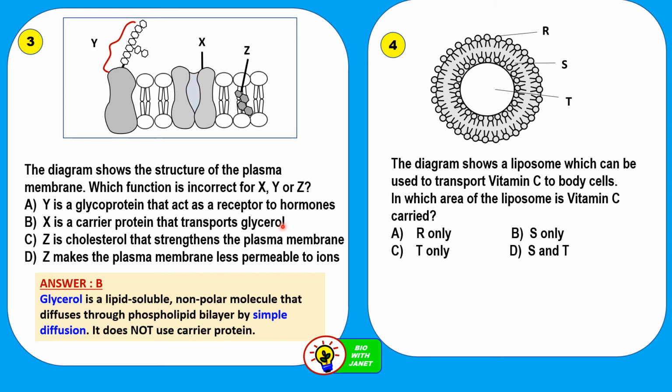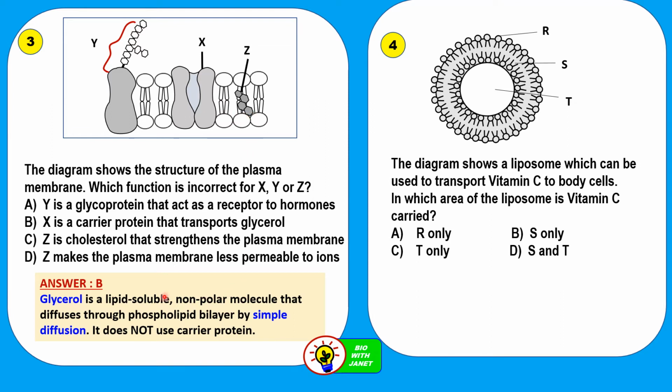Now, A is a glycoprotein, which is correct. It has a carbohydrate chain sticking out from the protein molecule. It acts as a receptor to hormones, correct, to help the hormones move into the cells. Now, Z is cholesterol. That's correct. Cholesterol is found in between the hydrophobic tails here. It strengthens the plasma membrane, correct. And Z makes the plasma membrane less permeable to ions, which is also correct.